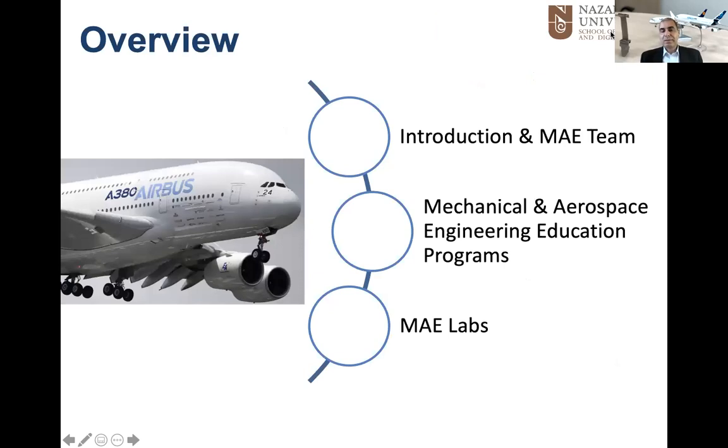In this presentation, we have a number of elements. I will give an introduction about the department and the university. Then my colleagues will talk about the different programs. We have three programs in the department, and we'll take you through all of them in detail. Then we'll also look at the mechanical and aerospace engineering laboratories, and give you an idea of what we are doing in the department.